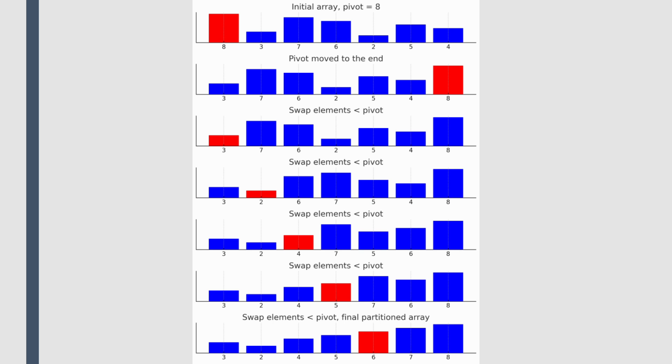So the elements less than the pivot will be on the left. So here we'll have 3 and then 2, then 4, and then 5 and 6. So now we have 3, 2, 4, 5, 6, 7, 8. After these swaps, all elements smaller than 8 are grouped on the left side. So this is how quicksort works.